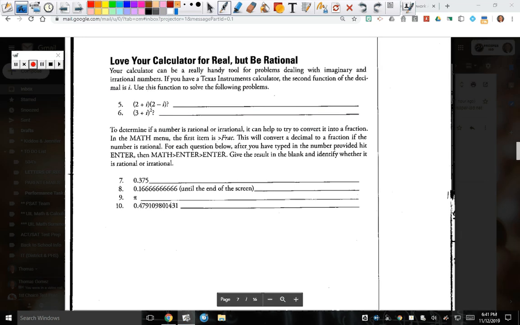Here we go. We are going to distribute, otherwise FOIL, 2 plus i and 2 minus i. What do I get if I FOIL this out right here? Let's do this FOIL together. The first, I get what? 4. The outside, I get what? Minus 2i. The inside, I get what? Plus 2i. And the last terms, I get what? Minus i squared.